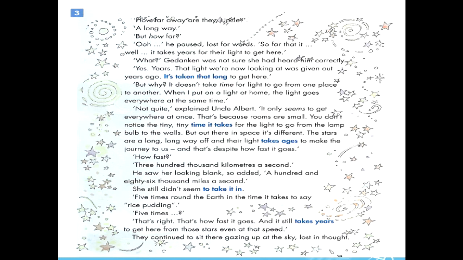"300,000 kilometers a second." He saw her looking blank, so added, "186,000 miles a second." She still didn't seem to take it in. "Five times round the earth in the time it takes to say rice pudding." "Five times?" "That's right. That's how fast it goes. And it still takes years to get here from those stars, even at that speed." They continued to sit there, gazing up at the sky, lost in thought.